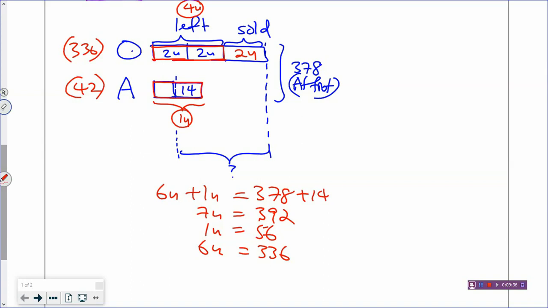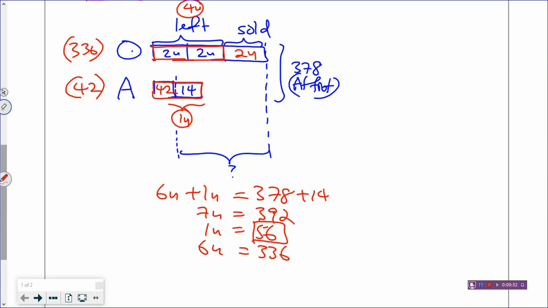Correct? And how do you double check, by the way? If you have 42 apples at first, then isn't that 42 plus 14? That is 56. And isn't 56 your 1 unit? See? That's how you double check, to see whether you're on the right track.